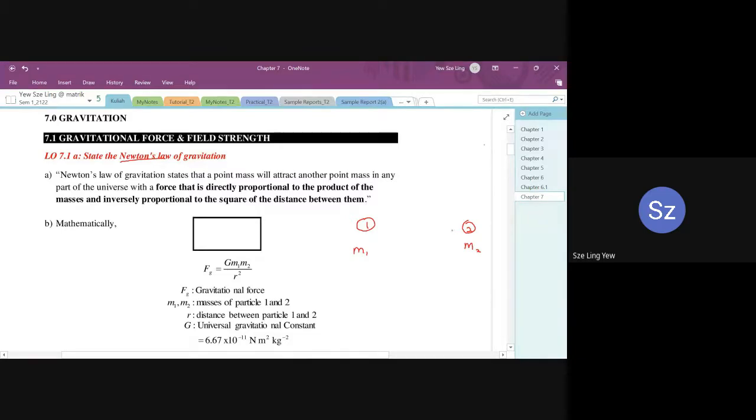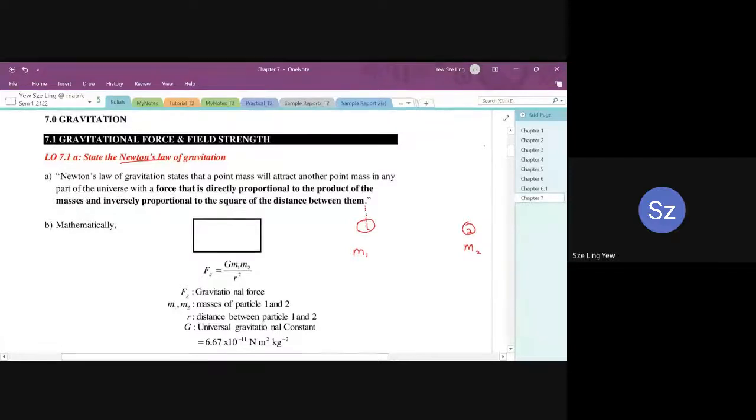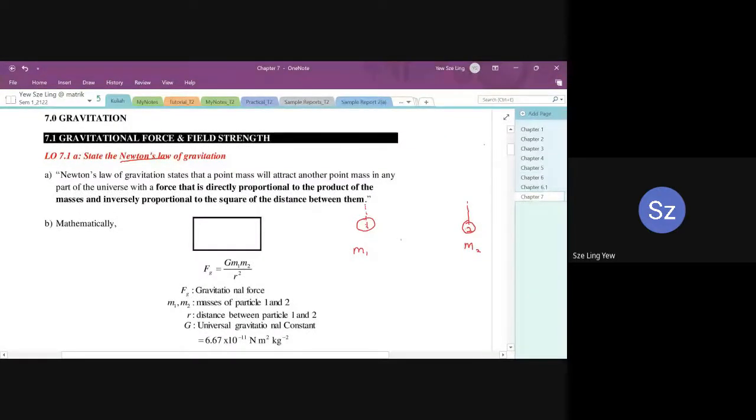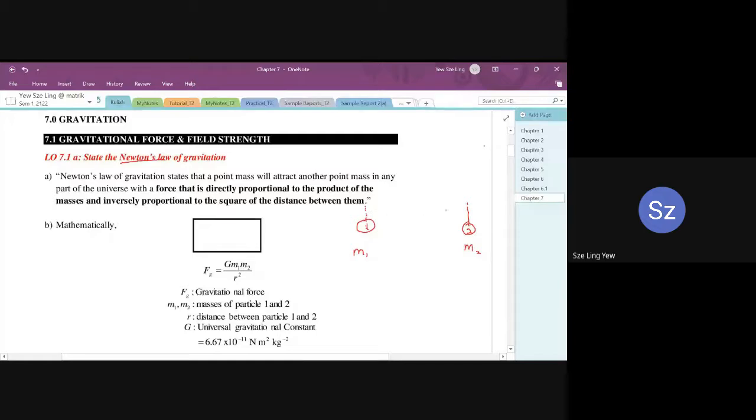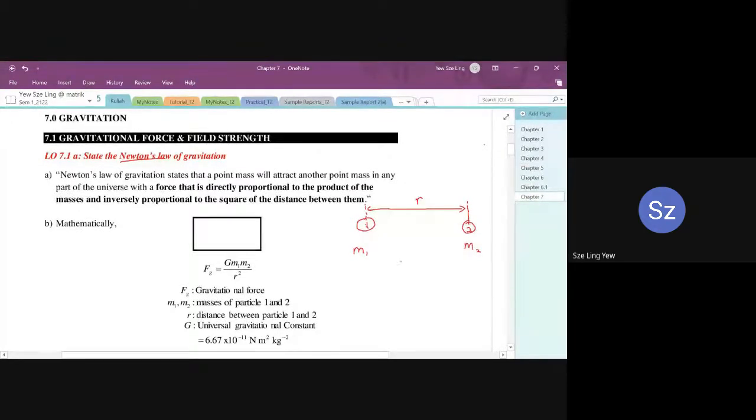And that attractive force, we call it gravitational force. It is a force that is directly proportional to the product of m1 and m2 and inversely proportional to the distance. In chapter 7, the distance starts from the center of the object, the center of mass, not from the surface. So from center to center, this is your R. Since it is the R between m1 and m2, I can label it as R12. So you have object M1, object 2 with M2, and the distance between them is R12.